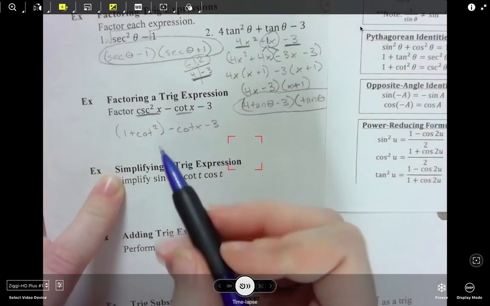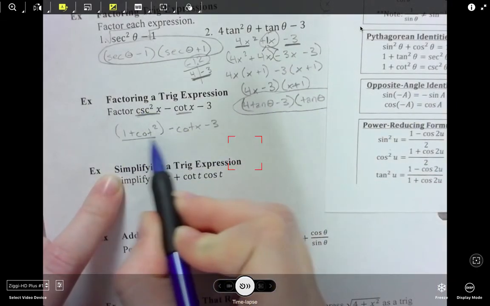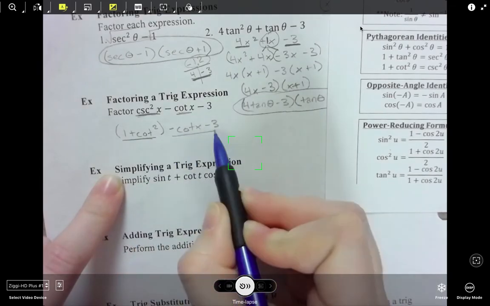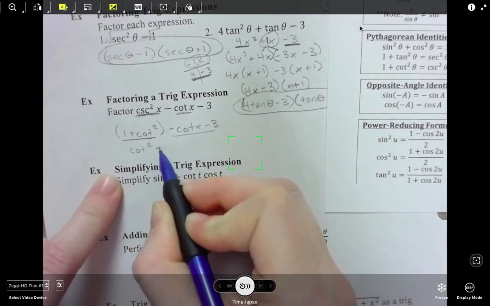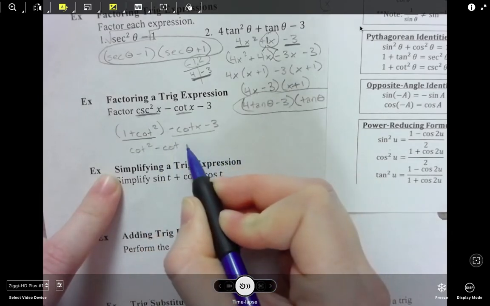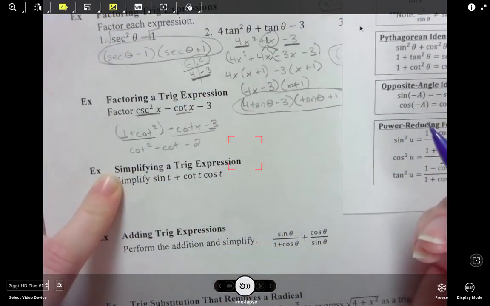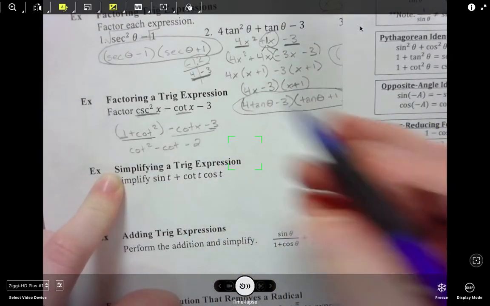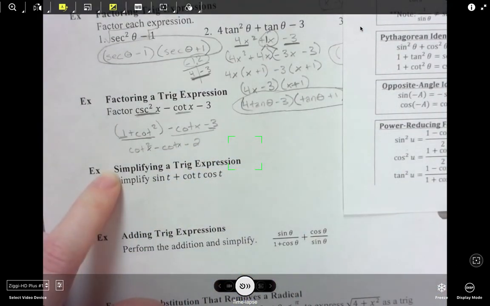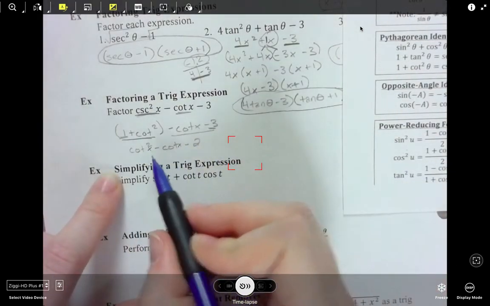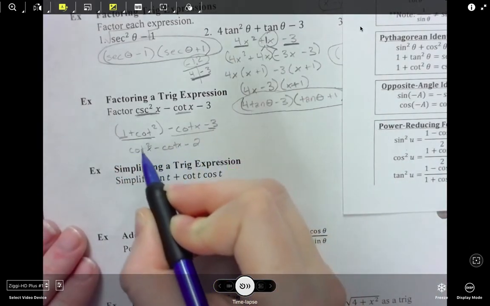All right, so I replaced this with 1 plus cotangent squared. And then this I can combine with some of these pieces. So I've got cotangent squared minus cotangent minus 2, if I combine the 1 and the 3, minus 2, and it looks like that. I get really lazy about not putting my x's in there, but there's an x that follows after all of these. So cotangent squared minus cotangent minus 2.